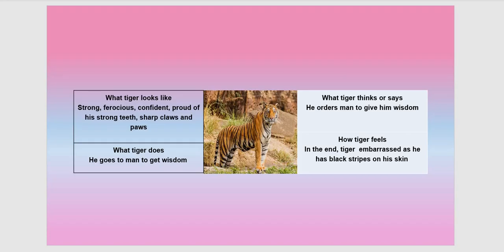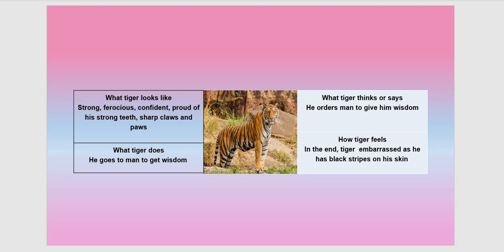After you are done with that short exercise, you can move forward to this new one. In your book, you have to draw a box in the middle and write tiger. I have a picture of a tiger, but you can write tiger, and by the left side and the right side, you can draw two boxes each. The first box is what tiger looks like. Second, what tiger does. Third, what tiger thinks or says. And the last one, how does the tiger feel?